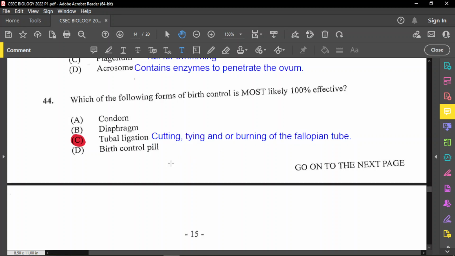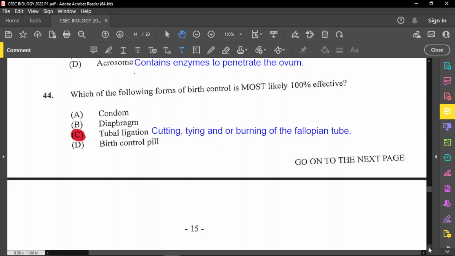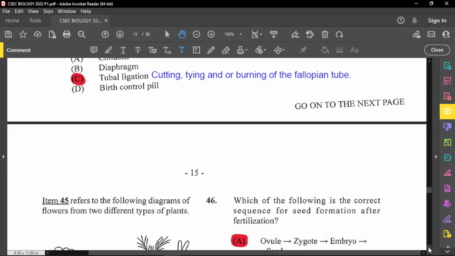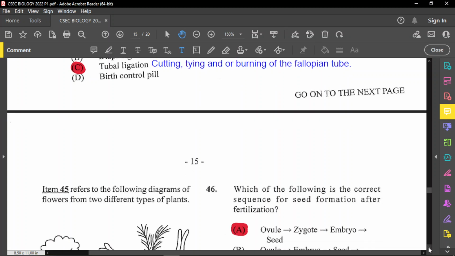Birth control pills, they are really, really good as well. But in terms of 100% effective, I mean, it depends on your body reaction to them and all those types of things. If they're outdated, it depends on how strong they are. And there are a number of different things that could affect it. But they're really, really effective, right? But the best one is tubal ligation.